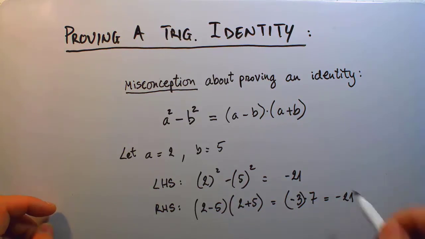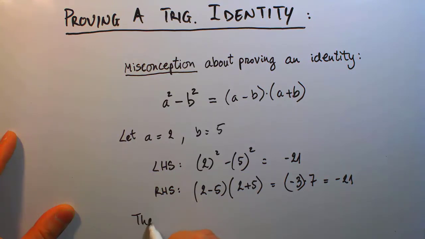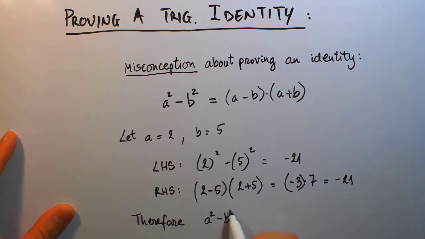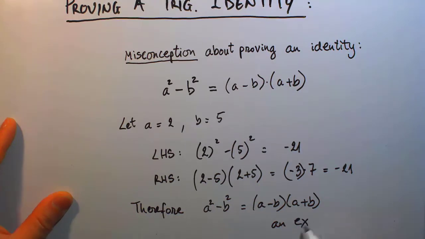And we stop there and say, therefore, the left-hand side, a square minus b square, equals a minus b in product with a plus b. This is a misconception. This is only an example. This is only an example. I have to make it clear here. The work we have done here is only an example. It's not a proof.